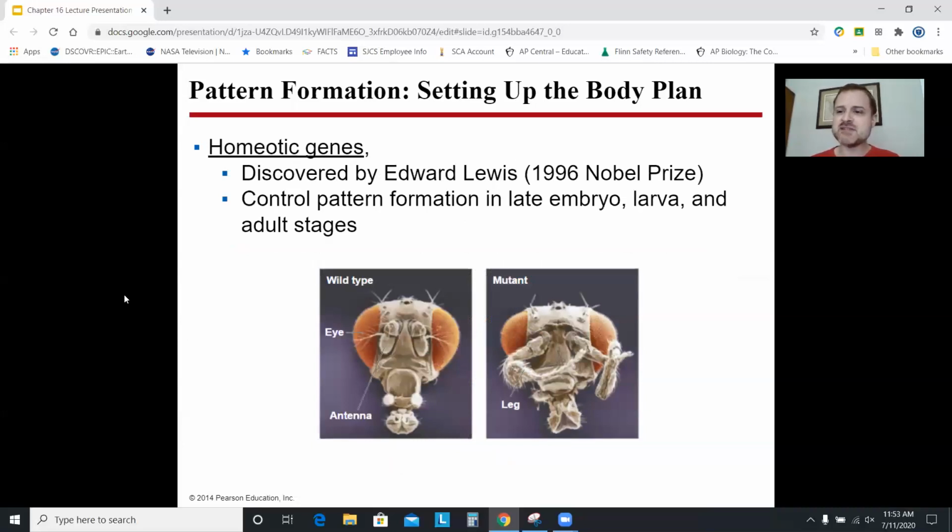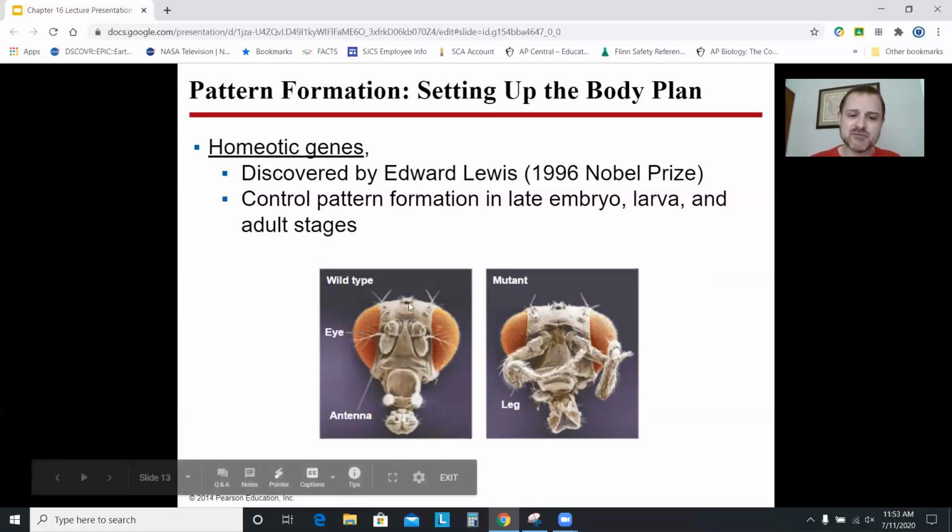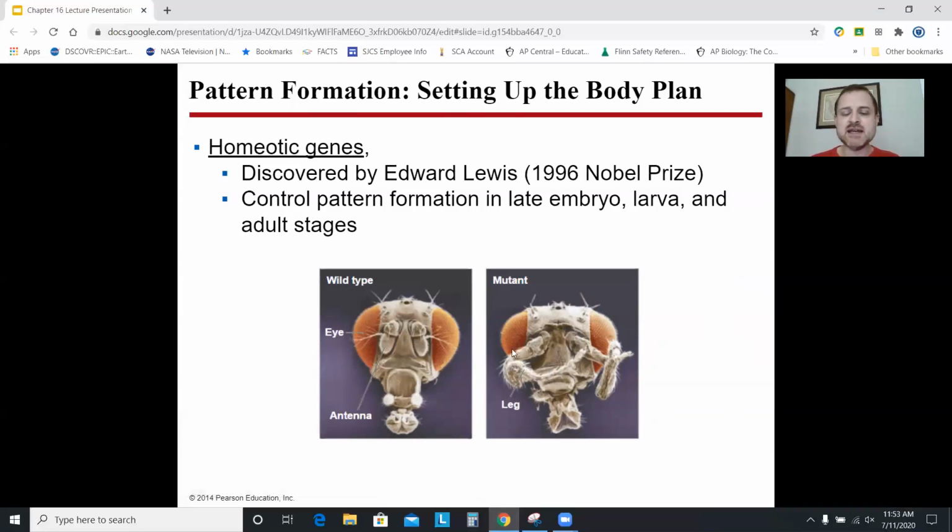One class of these are called homeotic genes. These were discovered by Edward Lewis. He got the Nobel Prize in 1996. Look at this picture. This is a fruit fly with the antenna, the eyes. This is normal. This fruit fly has legs growing out where the antenna should be. So what he did, he didn't change the gene for legs. The gene for legs is the same. He just changed what are called homeotic genes, which are pattern formation genes. The legs wound up in the wrong place. Okay.